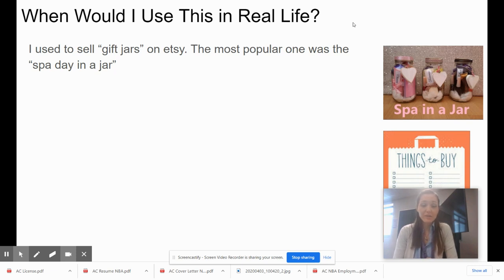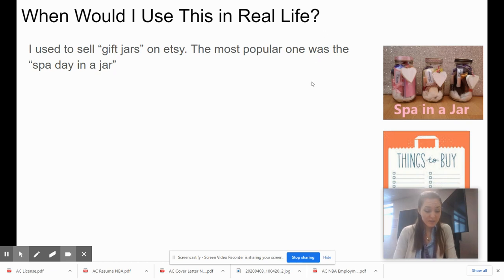And in order to make rent and everything, I had to do some side hustles. I used to sell gift jars on Etsy. There were a bunch of different themes like spa day in a jar, or sick day in a jar, movie night in a jar. It was just really cutesy little gifts that you could get your friends. The most popular one by far that I sold on Etsy was Spa Day in a Jar.